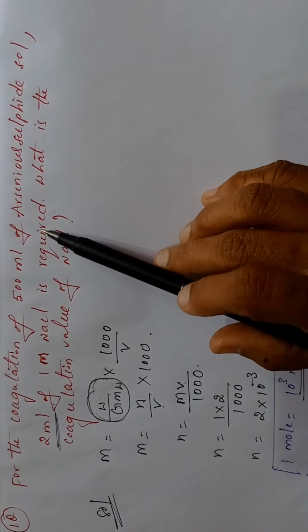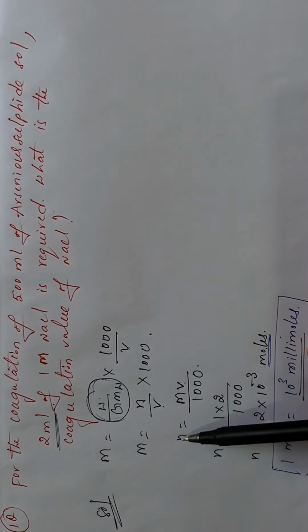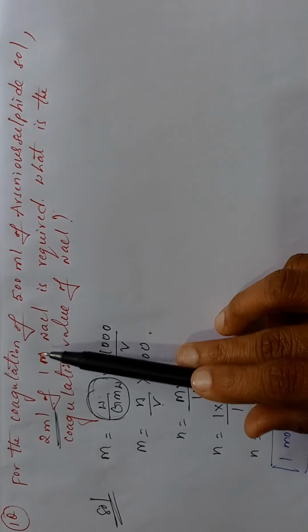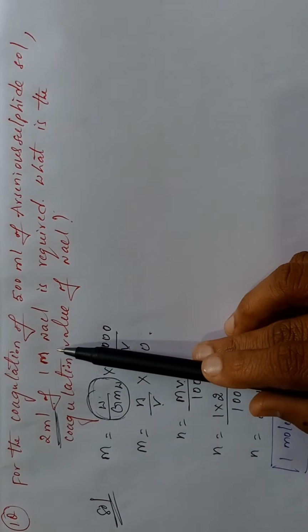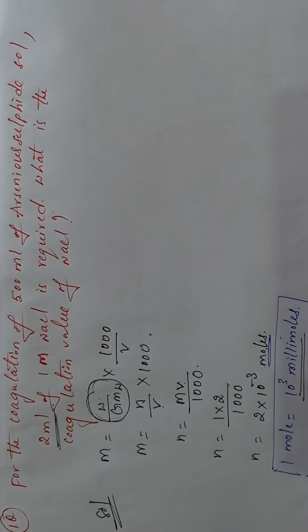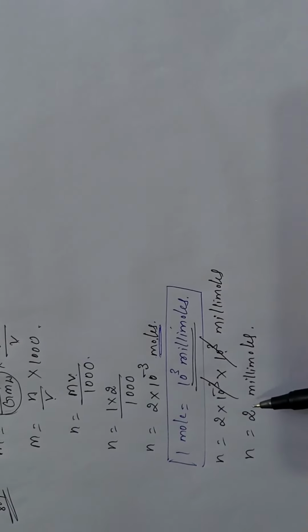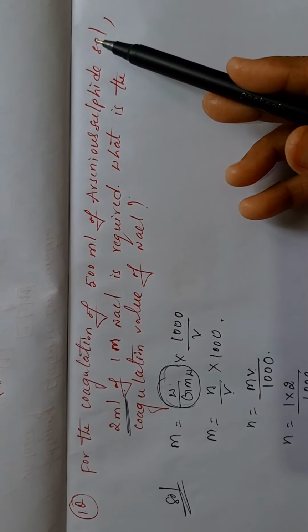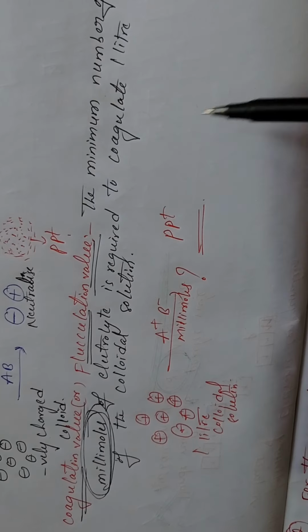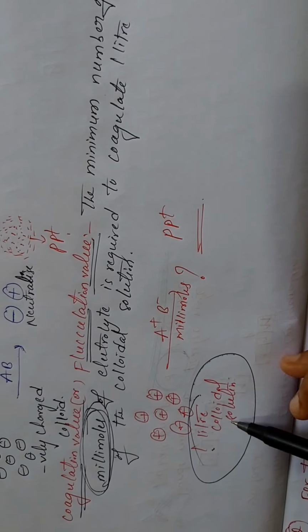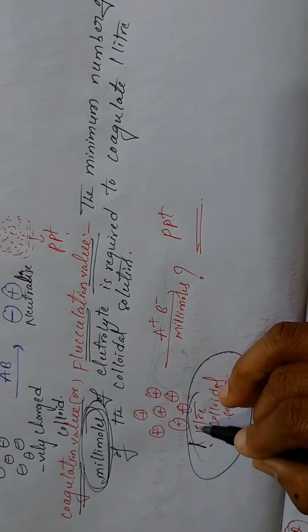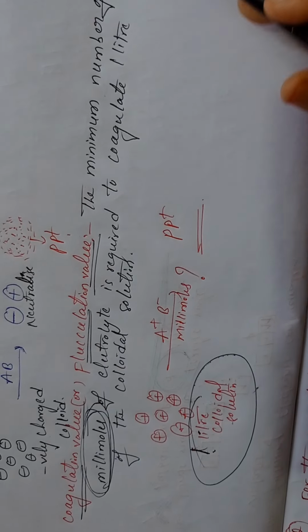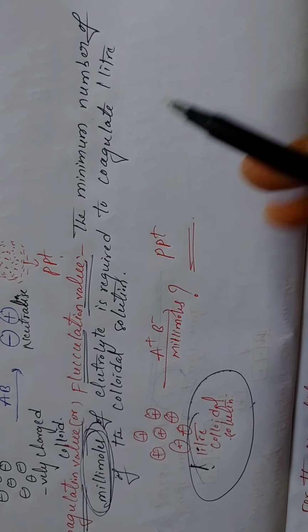Here we calculated the number of moles of NaCl because we know the NaCl molarity and volume given. So that's why we calculated the number of millimoles. How many millimoles did we get? 2 millimoles. So that means 2 millimoles of NaCl is required to coagulate 500 ml of arsenious sulfide salt. Are you clear? But according to the definition, to coagulate 1 liter of the colloidal salt, 1 liter. Are you clear? So 1 liter of the colloidal salt, according to the definition.